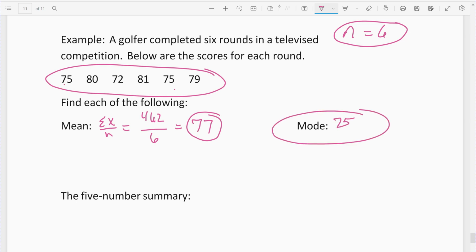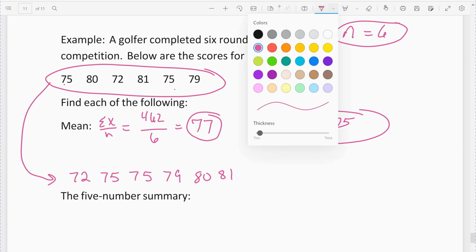Alright, now the 5-number summary. Remember, the 5-number summary is the low value, the first quartile, the median, the third quartile, and the high value. In order to do the 5-number summary, we've got to list them. So I'm going to put them in order. The low value is 72, then 75, another 75, 79, 80, and 81. So there's my numbers lined up.